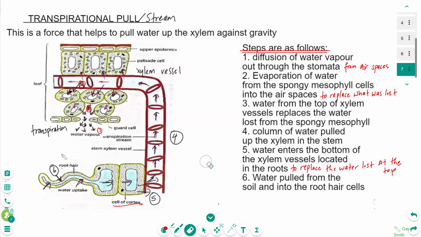And then I'm going to show you an experiment that you need to know of, and that's going to come in past papers. That proves to us that really water is traveling with the xylem vessels. So go ahead and make note of the steps, please.